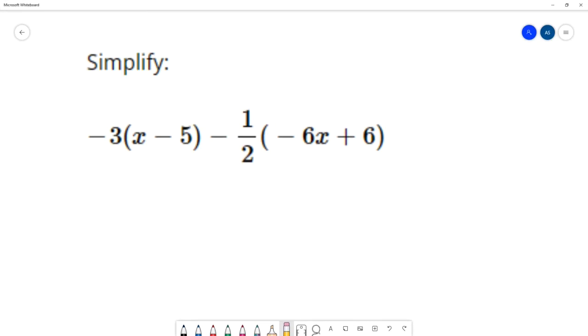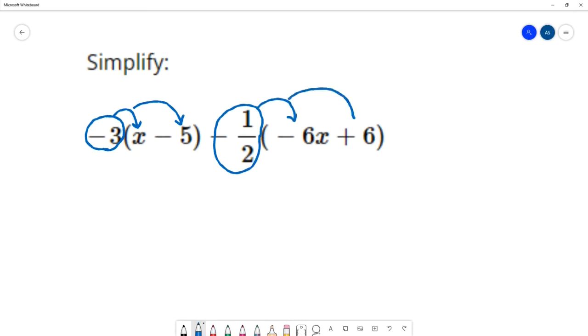I have the second question on the practice test. The directions say to simplify, and we have the expression negative 3 times x minus 5 minus 1/2 times negative 6x plus 6. To simplify, we want to remove parentheses using the distributive property and combine like terms. So to use the distributive property, we'll distribute this negative 3 to each term inside the parentheses and distribute the negative 1/2 to each term inside the parentheses.